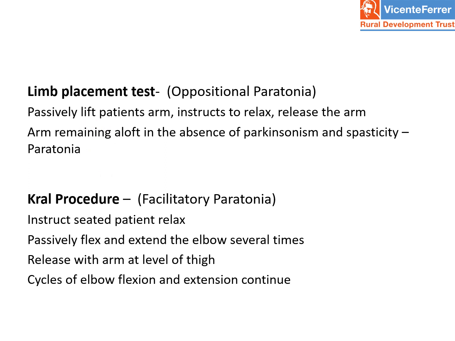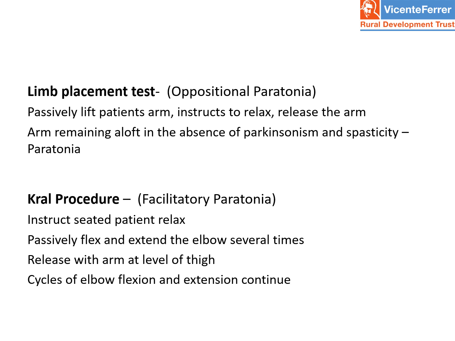These are two tests which can help us assess for paratonia. One test for oppositional paratonia is called the limb placement test. Here we passively lift the patient's arm above the head, instruct them to relax, and then release the arm. If the arm remains aloft in the absence of Parkinsonism, that is, in the absence of rigidity and spasticity, it is paratonia.